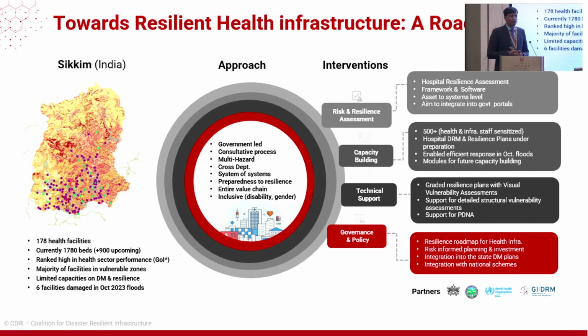We identified 4 intervention areas: risk and resilience assessment, capacity building, technical support, and governance and policy. Some of these are self-explanatory, but in risk and resilience assessment, today we are discussing the number of parameters that might be required to determine whether the health system is resilient or not. So we have come across roughly 80 parameters. We are still working on that. For capacity building, it is where we did maximum work, and now more than 500 staff, both doctors and engineers, have been sensitized about disaster response, disaster resilience planning.